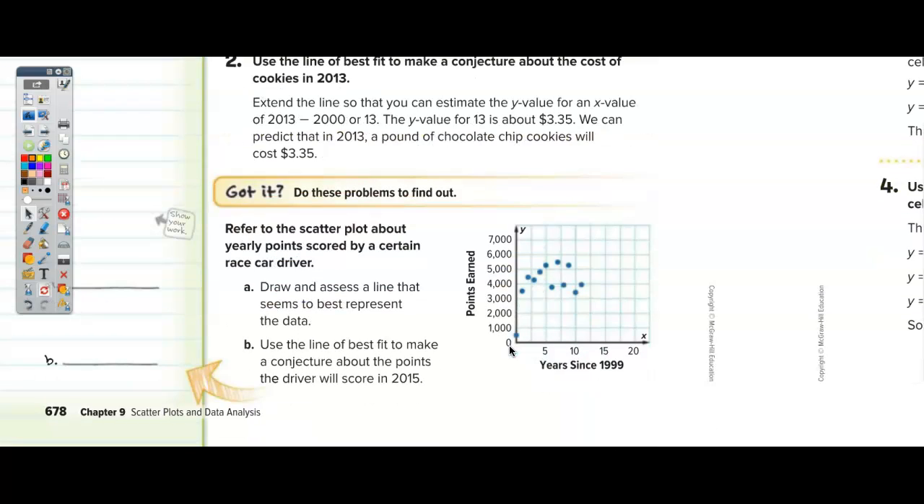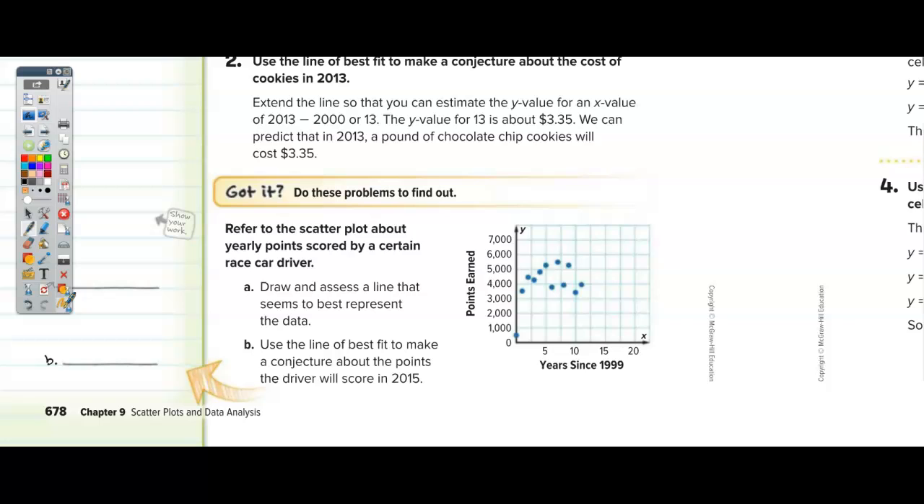So let's go down to Got It A, and we're actually going to do this one together, so please follow along. It says, refer to the scatter plot about the yearly points scored by a certain race car driver. We're going to draw and assess a line that seems to best represent the data. So you can see that there's kind of a cluster right here, and there's kind of a cluster right here. So we want our line to be kind of in between those 2 clusters.